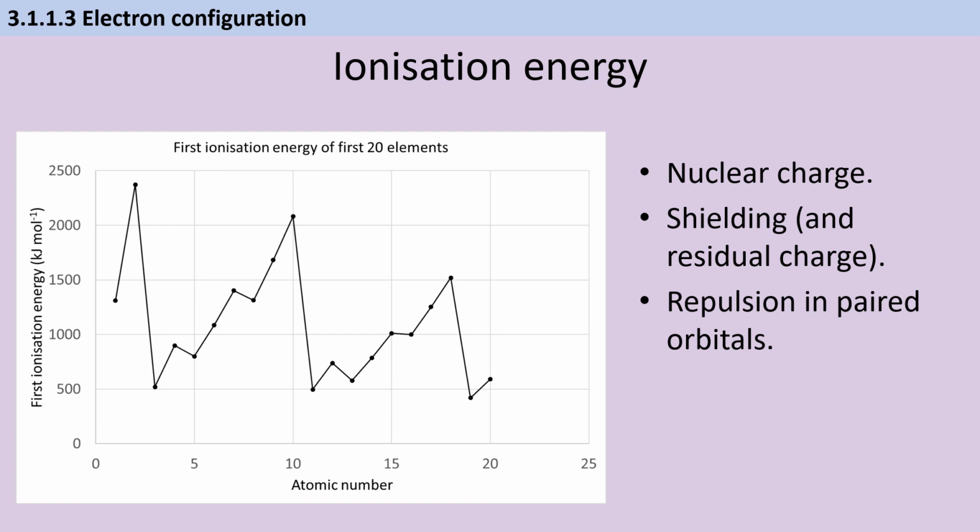As we go left to right, each element gains 1 more proton, and therefore there's a stronger electrostatic force of attraction between the nucleus and the outer shell electrons, and that means it takes more energy in order to remove that 1 outer shell electron.